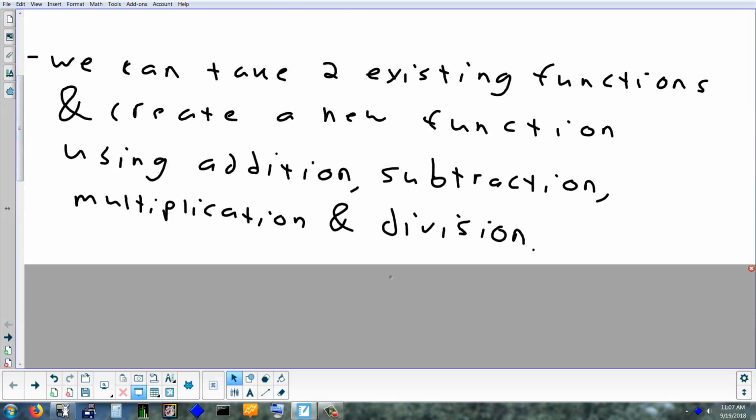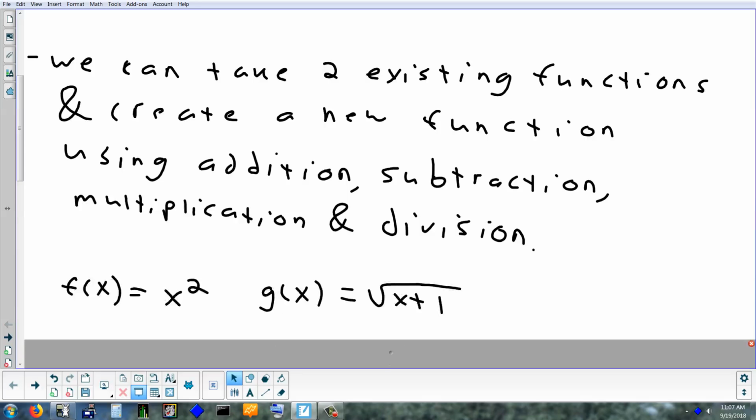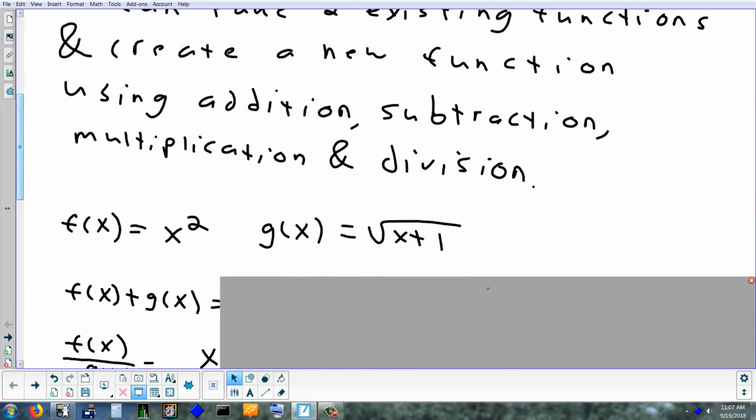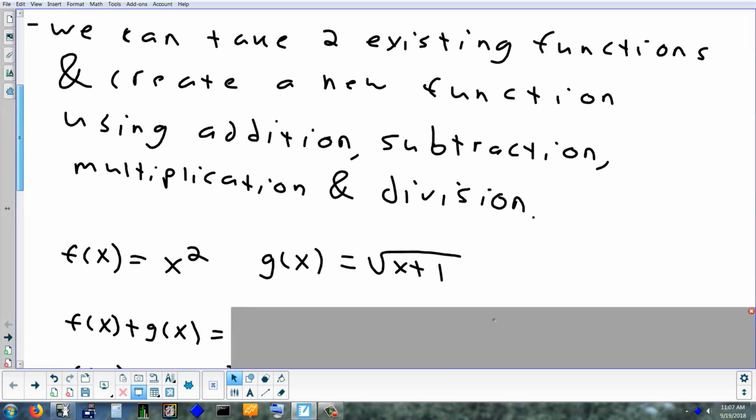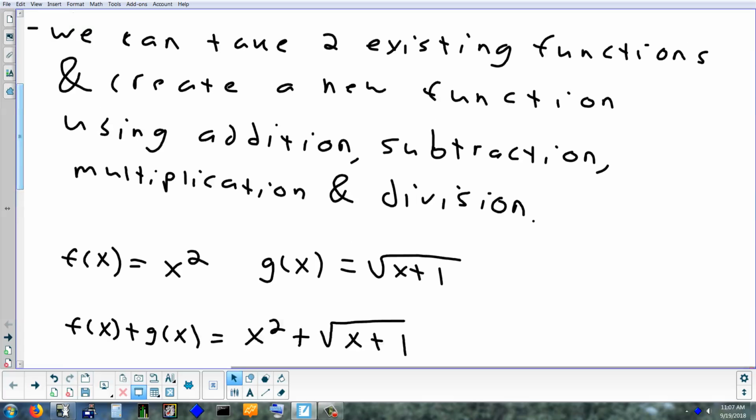Now, sometimes when you try to combine them, there's not really much you can combine because there's no like terms. If there's no like terms, there's not really any simplifying you need to do. Like in this one. So one function is x squared. The other function is the square root of x plus 1. And I want to combine them together to create a new function. The way I'm going to combine them is just to add them together. So when I add them, that's all I can really do.